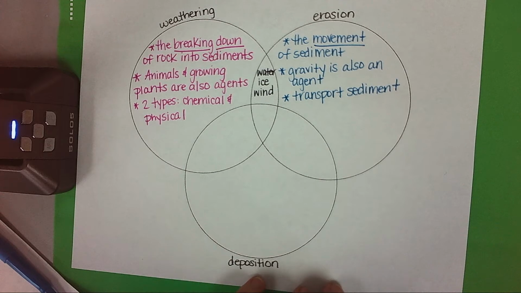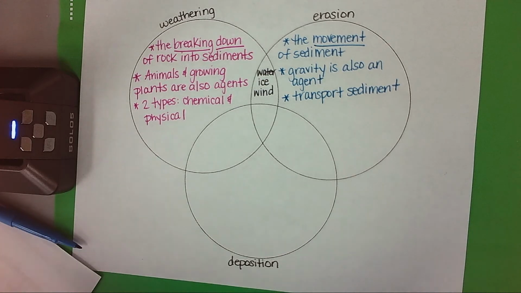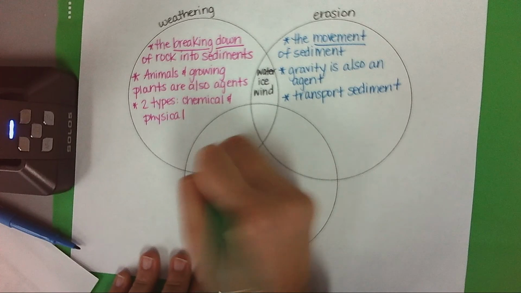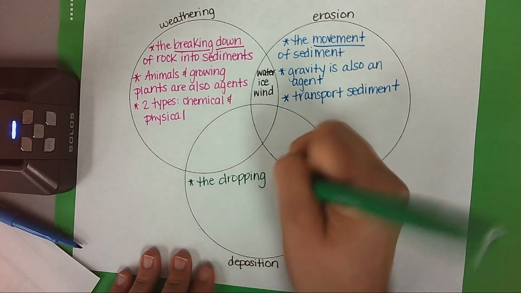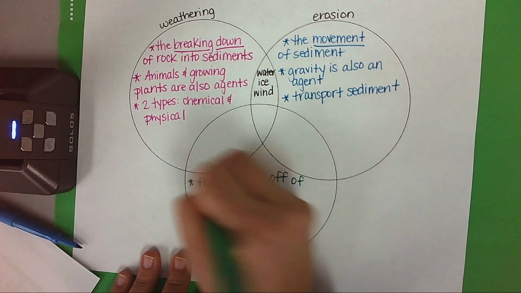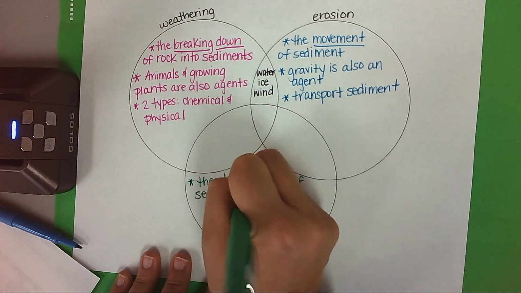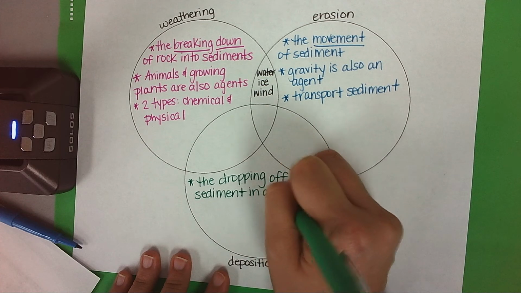So, what do erosion and deposition have in common? Well, let's go on to deposition first before we do what they have in common. I apologize for that. So what is deposition? It is the dropping off of sediment in a new location. That is super important to remember.